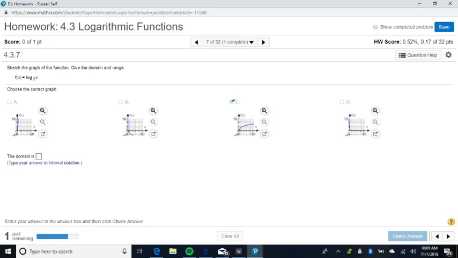Now, if you didn't know the correct shape, you could still find it by simply plotting some points. But remember that since the y is in the exponent's position, make sure you choose y values and then get x values, because it's easier to choose y values. And sometimes you're going to have to.